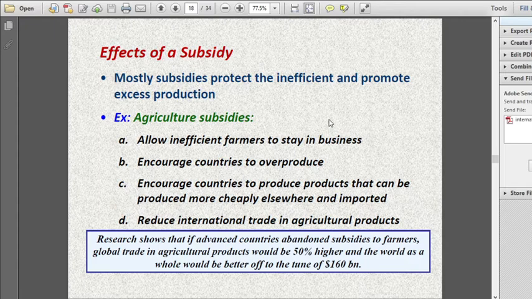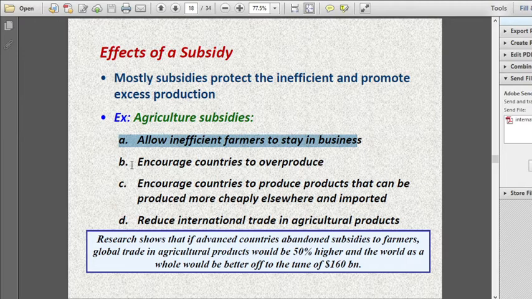Another effect of subsidy is most subsidy protect the inefficient and promote excess production. Example, agricultural subsidy. It allows inefficient farmer to stay in the business. So, kung ikaw ay inefficient farmer, you are not allowed to join the market game.